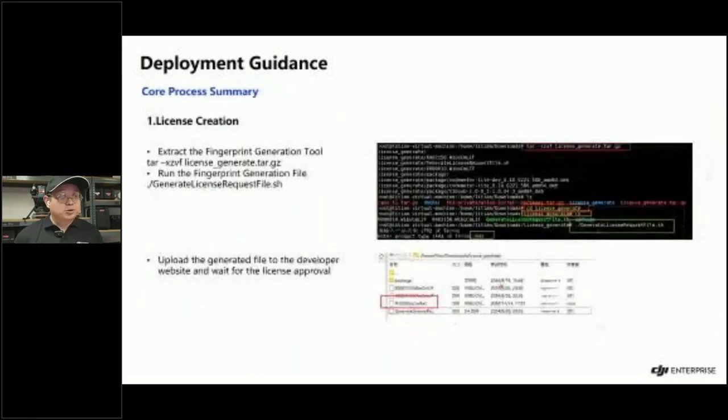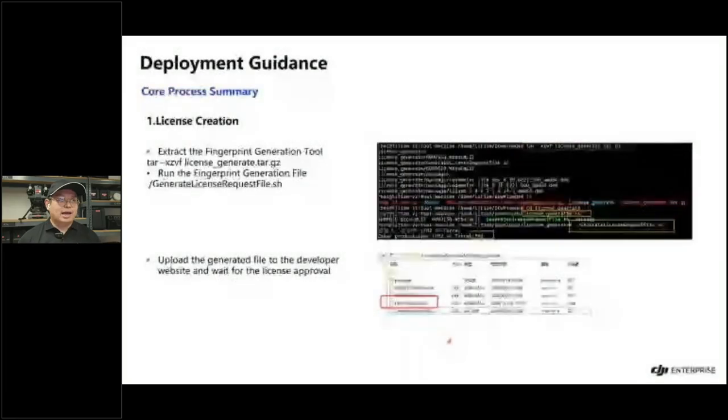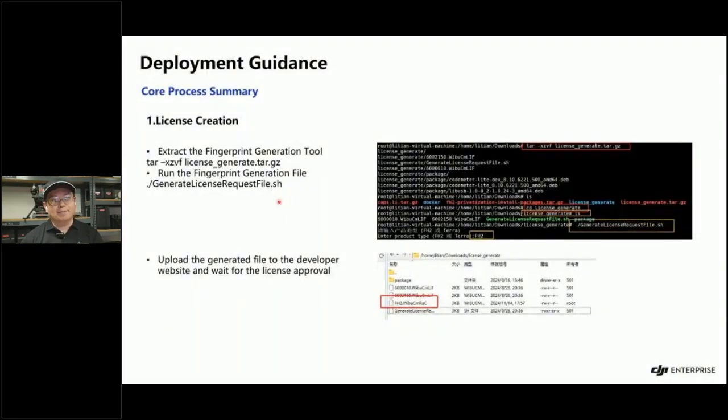First, we need to create a license. So there's going to be a fingerprint generation tool you can access from that manual I was talking about. Download that tool, get that tool transferred to your Ubuntu server, and run that fingerprint generation file. What this does is it generates a fingerprint file which has the unique, think of it as a hardware identity file. So it knows what your device is.